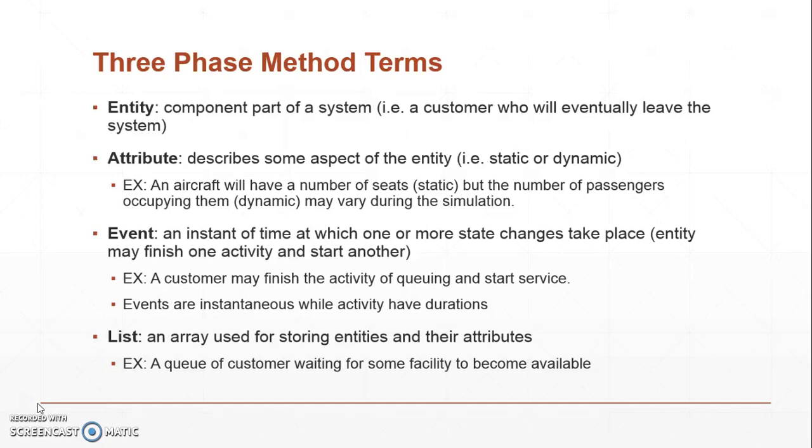Then we have event, which is an instant of time at which one or more state changes take place. Events are instantaneous, but activities have duration. An example could be a customer finishing the activity of queuing and then starting the activity of service. Finally we have a list, which is an array used for storing entities and their attributes. An example is a queue of customers waiting for some facility to become available.